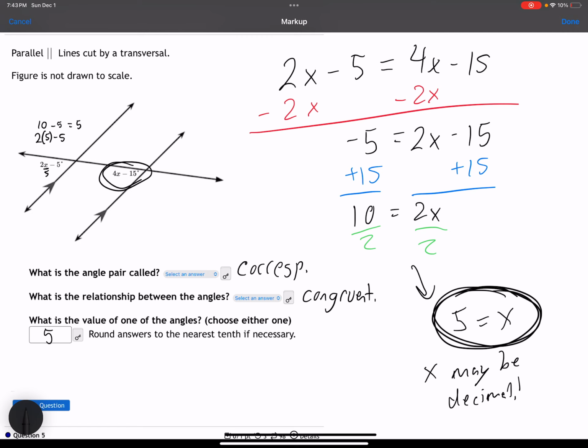Let's say this had been 3x plus 11. Then we would have just plugged 5 in for x, and we would have gotten 15 plus 11. So 15 plus 11, and that would have given us 26. And that would have been the value for one of the angles. We just plug it back in to figure out what the original angle was.